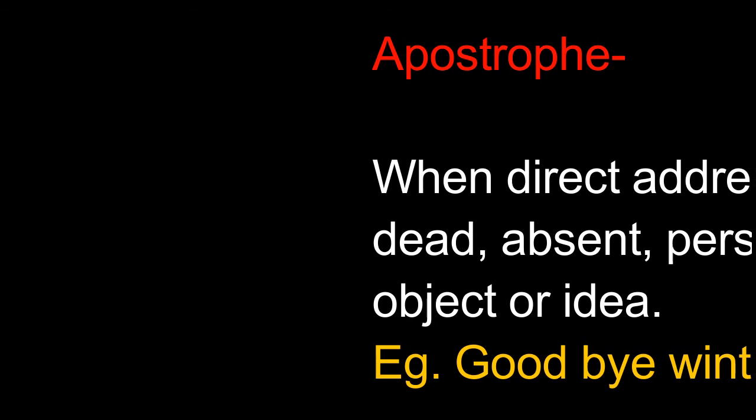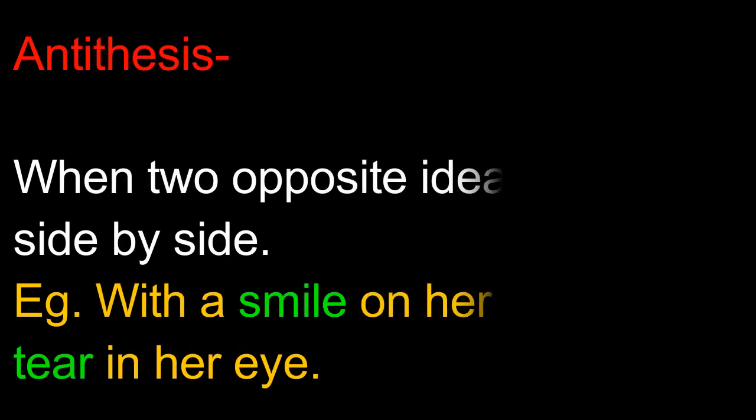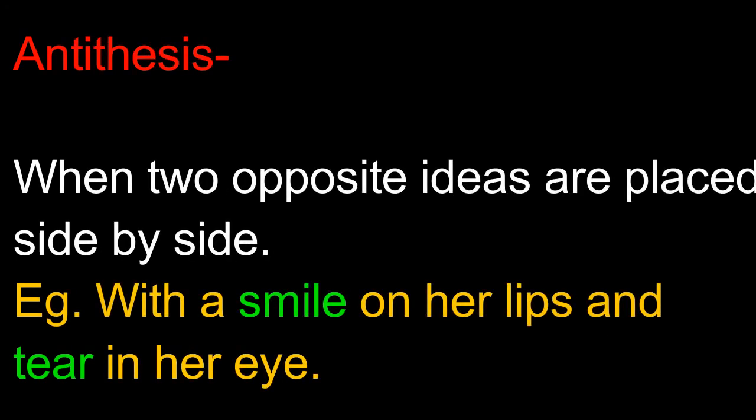Children, next we can go for antithesis. When opposite ideas are placed side by side for emphasis, for better effect, it is called antithesis. For example, with a smile on her lips and a tear in her eyes. Smile and tear: the smile contradicts the tear and brings opposite ideas.